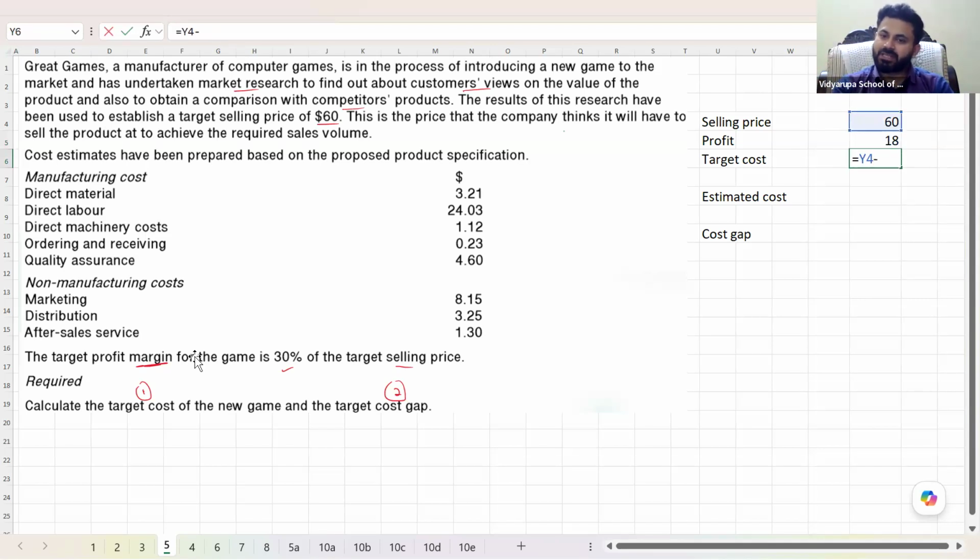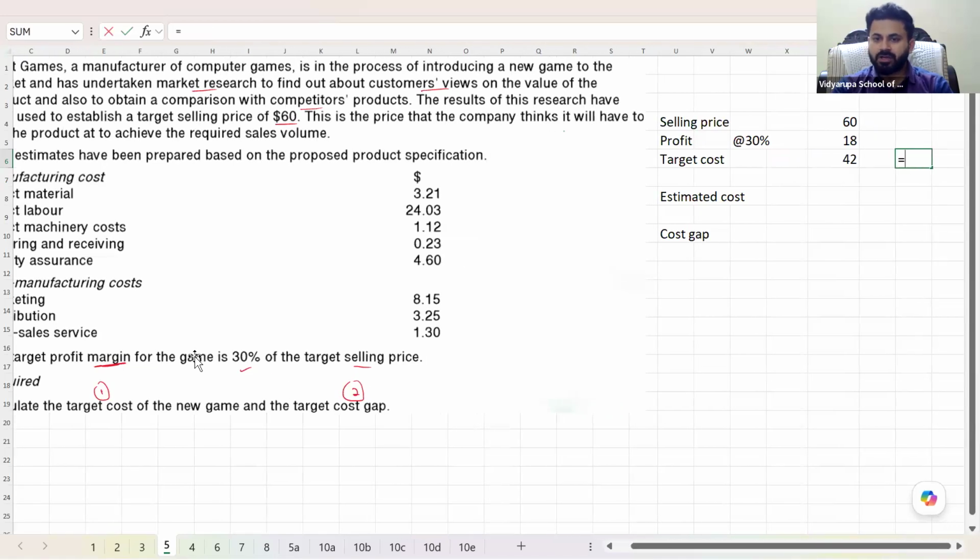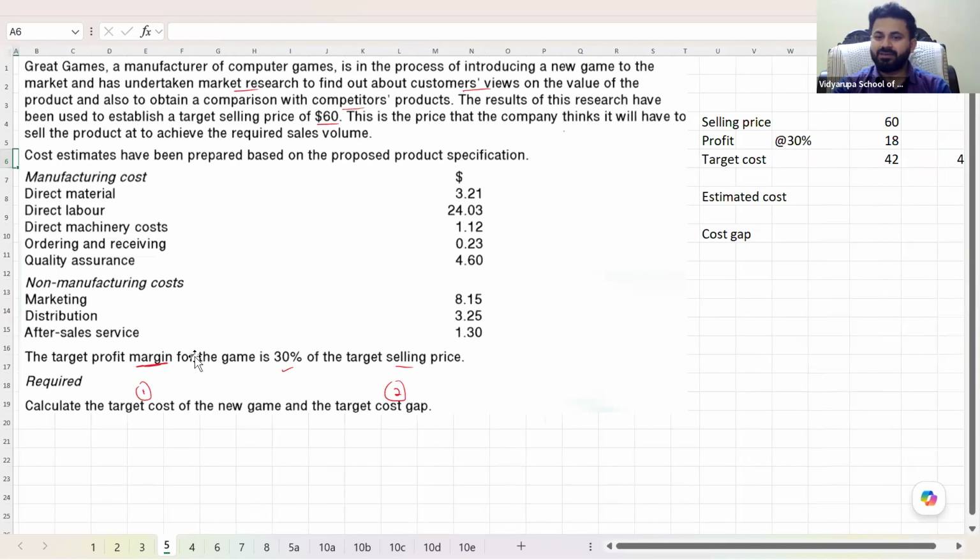Market selling price minus the target profit. So 60 minus 30% profit that we want. Reduce it. 42. Of course, yes. You don't need to necessarily do it in this many steps. We could have simply done 60 into 70%, because 30% is the profit required. So how much should be the cost? 60 into 70% should be the cost. That way also we could have calculated. Whichever way you do, it doesn't matter, as long as the answer is right. That's all. So the target cost is 42.